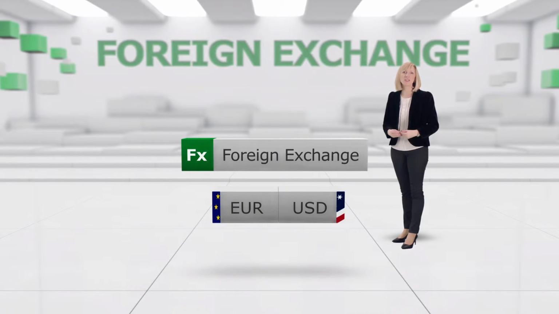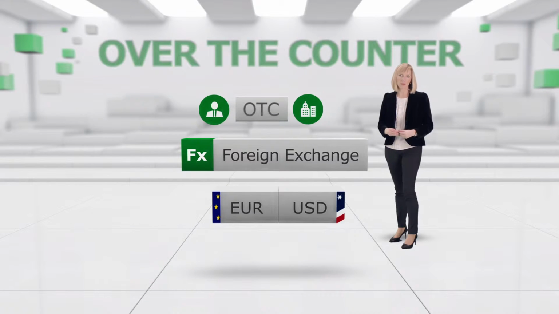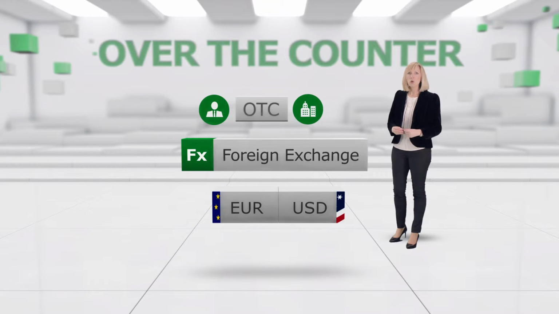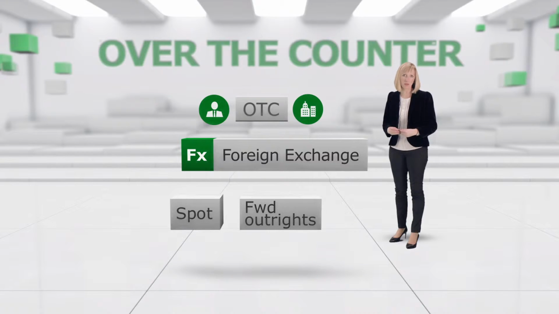It's commonly traded OTC, which stands for over-the-counter. This means that market makers are actively creating the markets in contrast to other financial products that are listed on exchanges. In the OTC market, you're able to trade both FX spot and forward outrights.